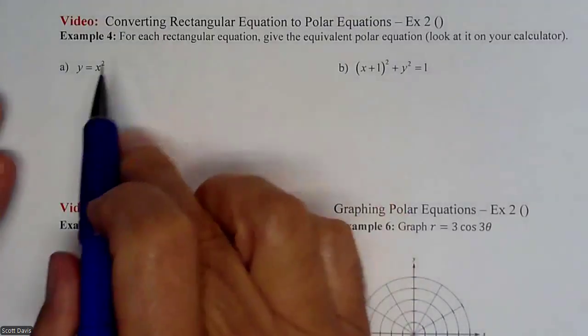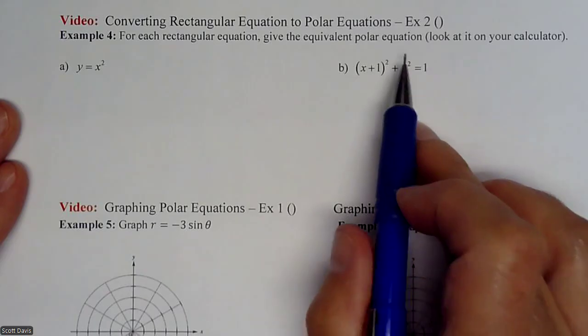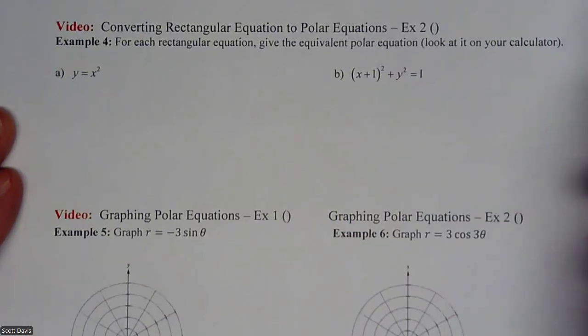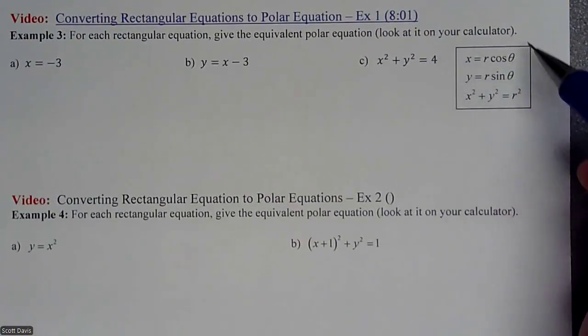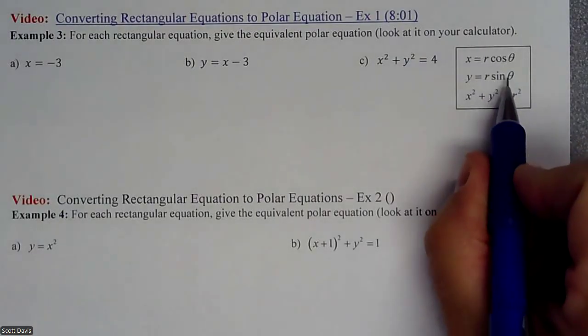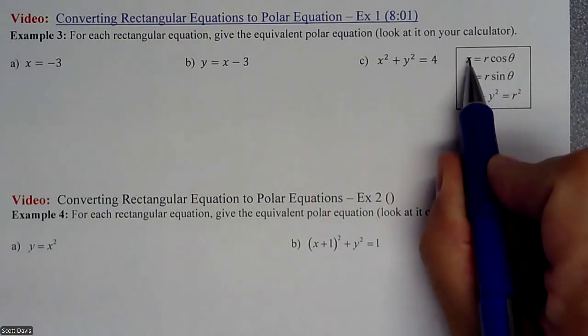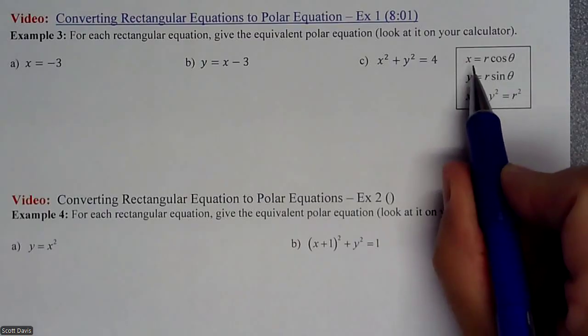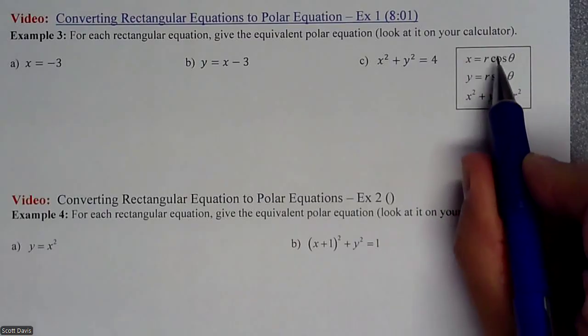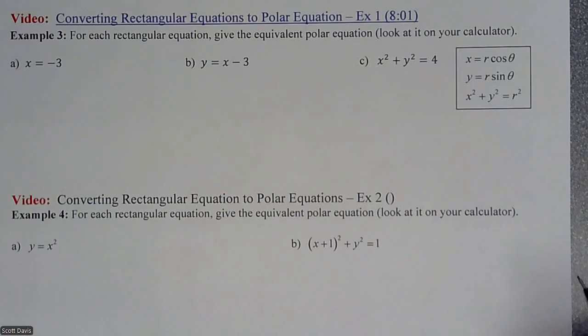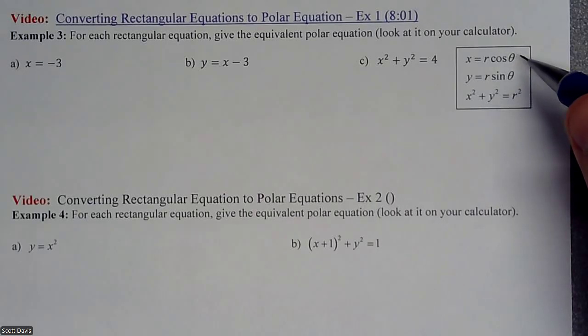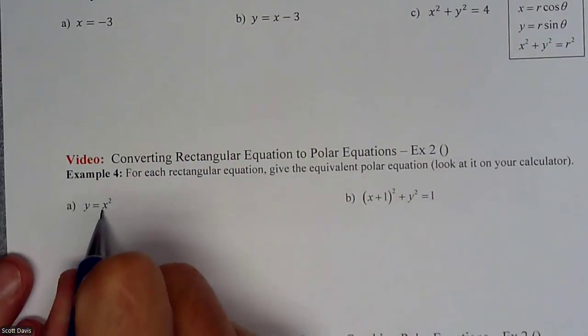In this video, we're going to be converting two rectangular equations into polar equations. And up here, we have a little chart that's going to help our cause of taking things that are in rectangular coordinates, or rectangular system, and we can use these substitutions to convert it into polar. So we'll start with y equals x squared.